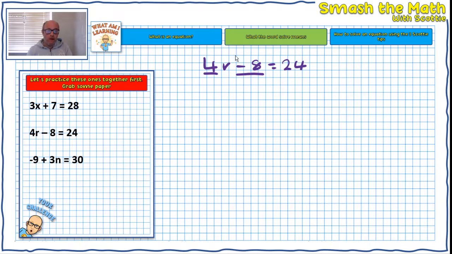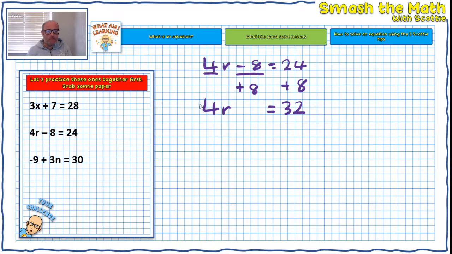So I'll get rid of the constant, the number on its own, first. Now this is minus 8. The opposite of minus is add, or positive. So I'm going to add 8, and remember, I do it on both sides. So now I've got 4r. Minus 8, add 8, if you think about it on a number line, gets us to 0. So that's disappeared, which is what we were trying to do. And 24 plus 8 is 32.